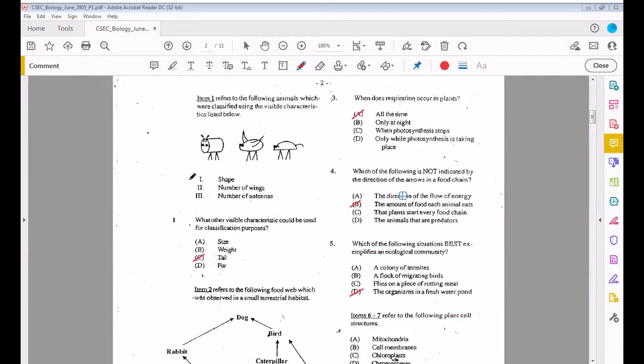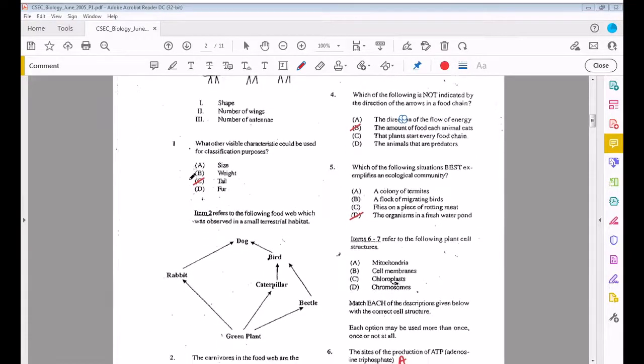Number three, when does respiration occur in plants? Respiration occurs all the time. Respiration doesn't only occur in the night. Photosynthesis stops during the night because of the absence of light.